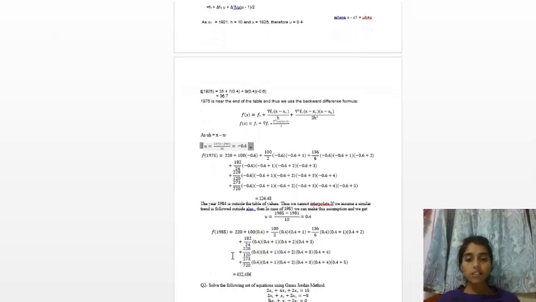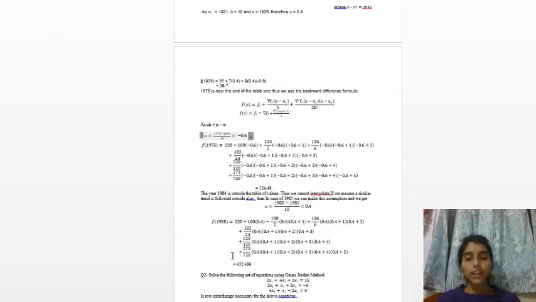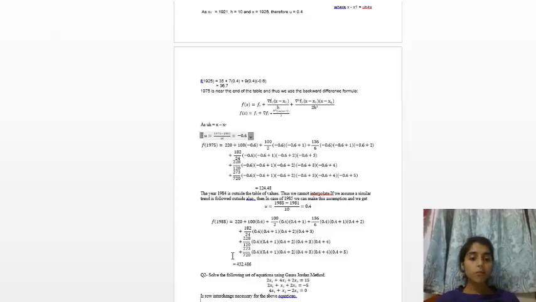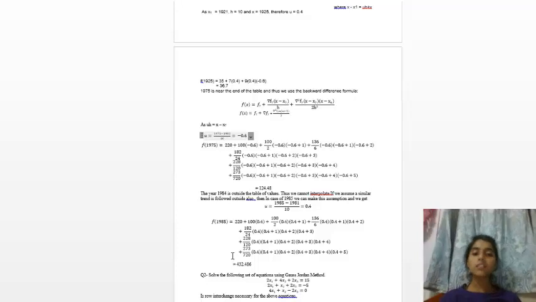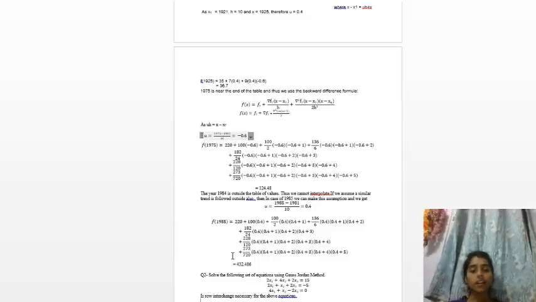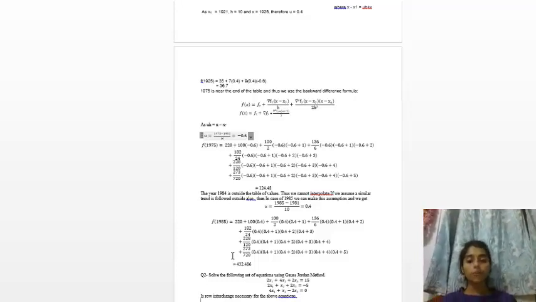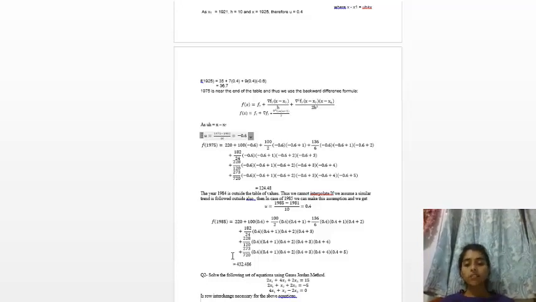Now, the last year, that is 1984. It is outside the table of values. Thus, we can't interpolate. But if we assume a similar trend is followed outside also, then in case of 1985 we can make this assumption: u is equal to 1985 minus 1981 upon 10, that is 0.4. So again putting the values of x, u and h, we get f of 1985 as 432.486.